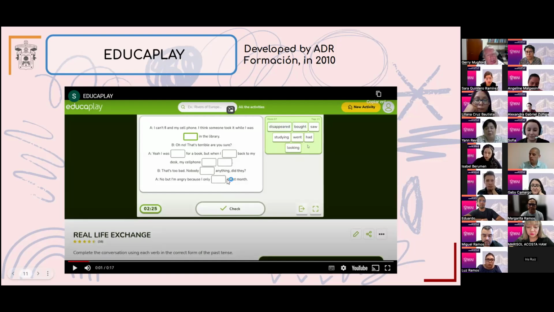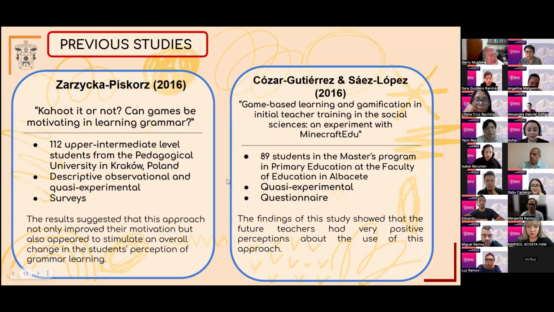Well, we have reached the part about the previous studies, almost finished this presentation. A classic case study involved 112 upper intermediate students in Poland. Using a descriptive, observational, and quasi-experimental approach with surveys, they found improved motivation and changed perceptions of grammar learning.